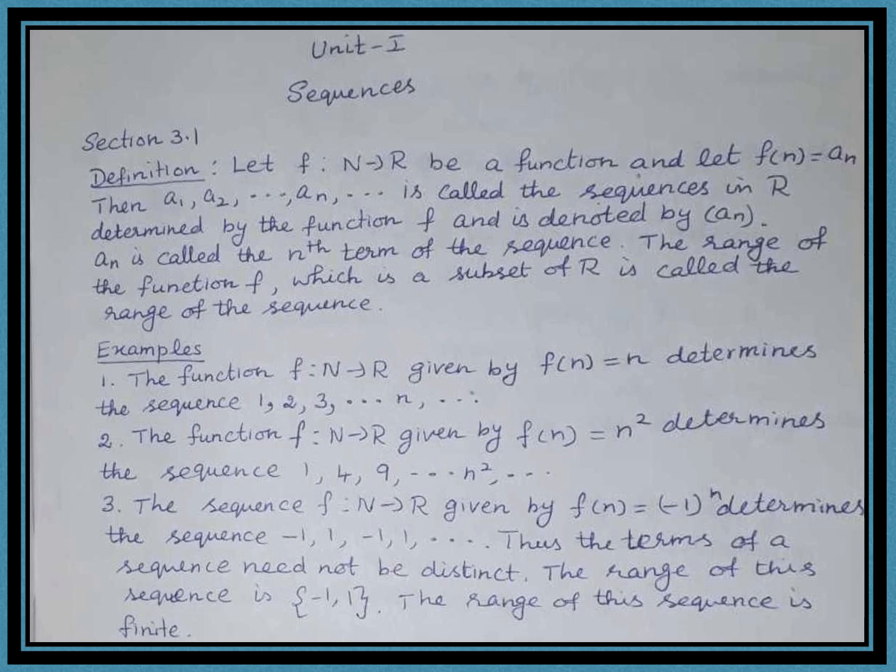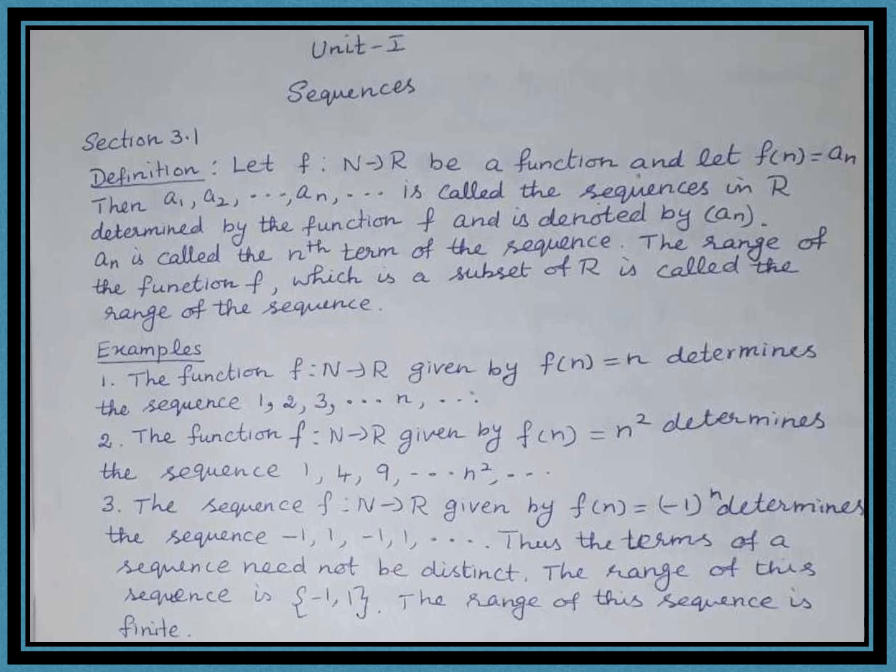Now let us have some examples of sequences. If we define the function from natural numbers to real numbers by f of n equal to n itself, whenever we put n equal to 1, 2, etc., we will get 1, 2, etc., n, etc. So a1 is 1, a2 is 2, an is n, etc. Let us consider another function f from N to R defined by f of n equal to n square. We will have the values 1, 4, 9, that is 1 square, 2 square, 3 square, etc.